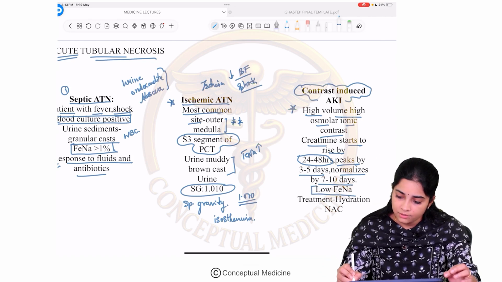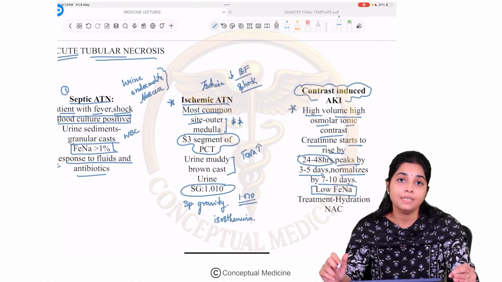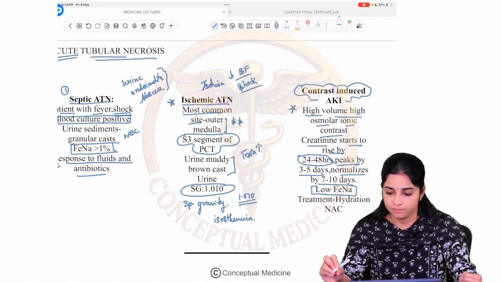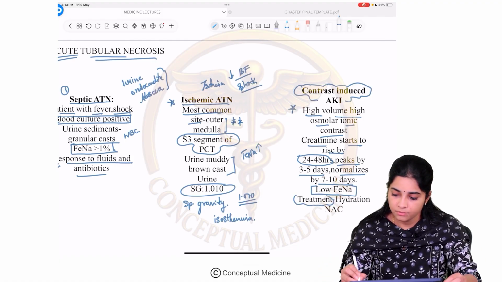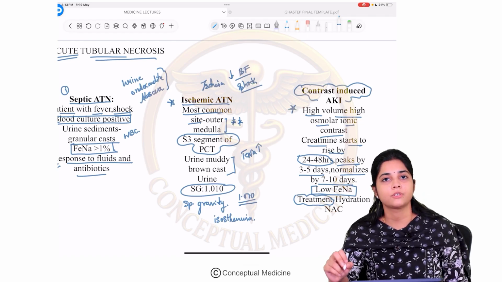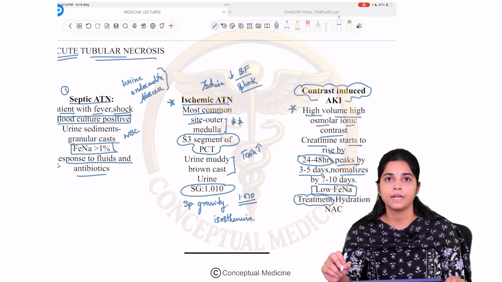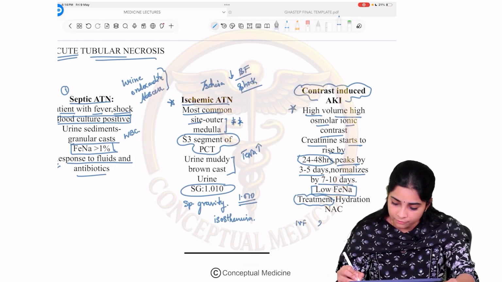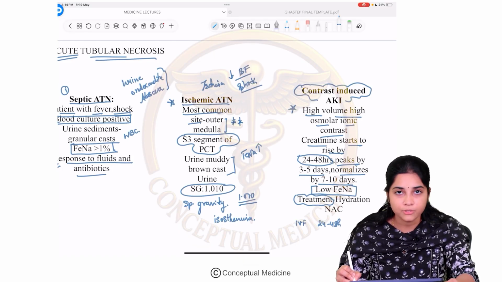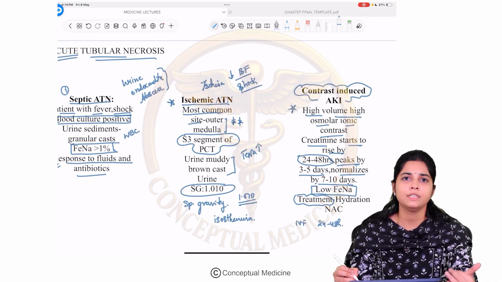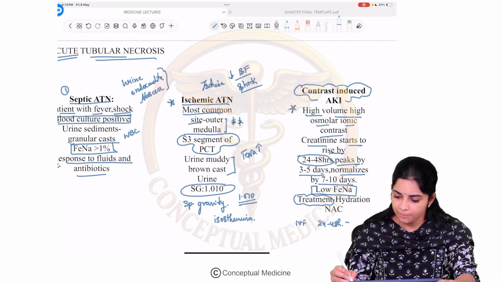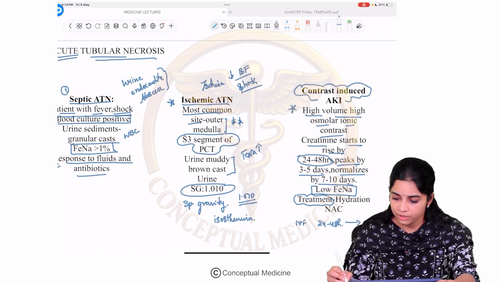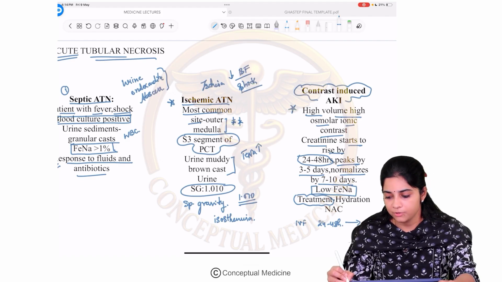So, contrast-induced AKI is similar to a prerenal AKI, so it has a low FeNa. And what is the treatment? For treatment of contrast-induced AKI, as per the guidelines, it is only hydration. You start IV fluids 24 to 48 hours before any scan or procedure like your angiogram, and you continue it for another 48 hours after the procedure as well.